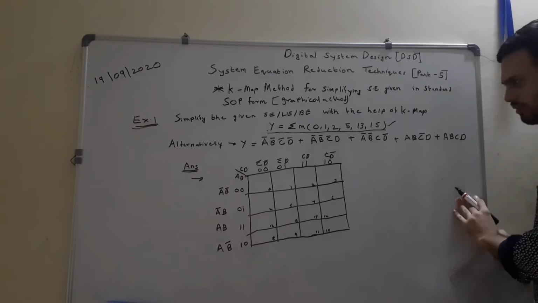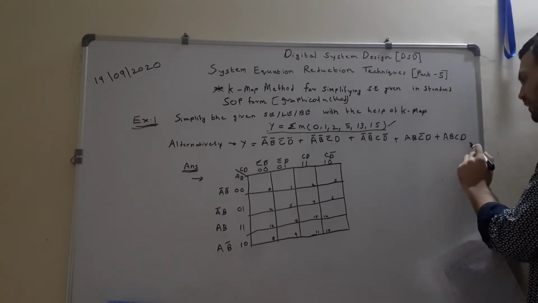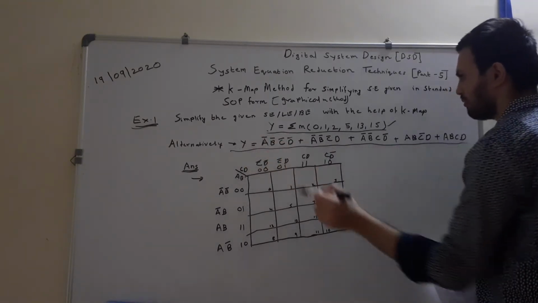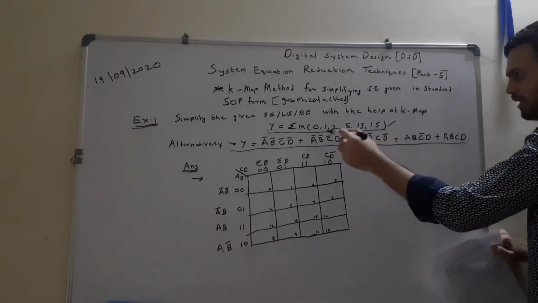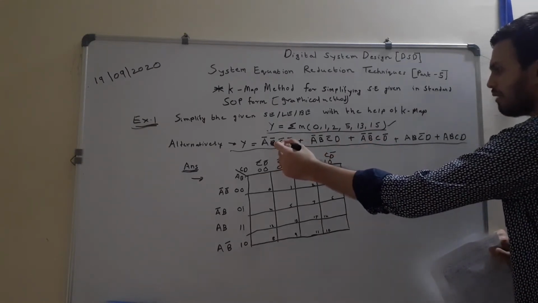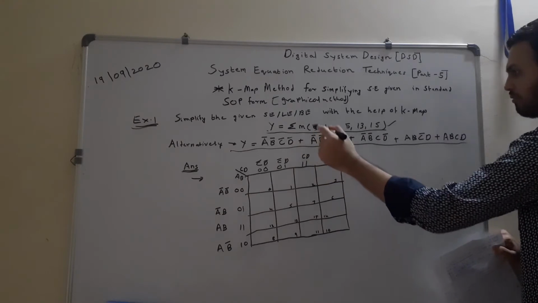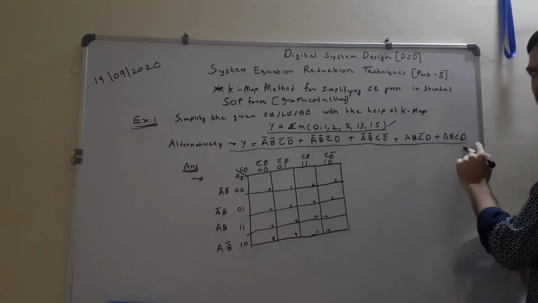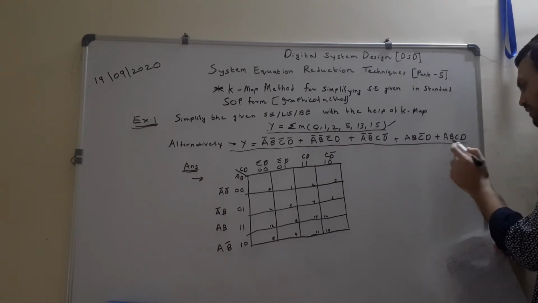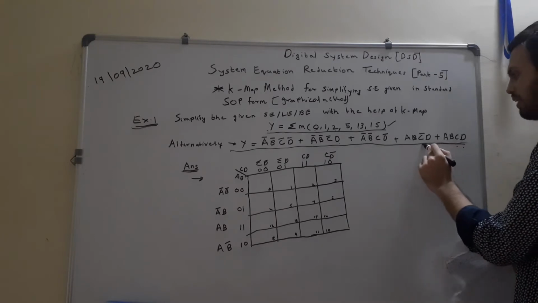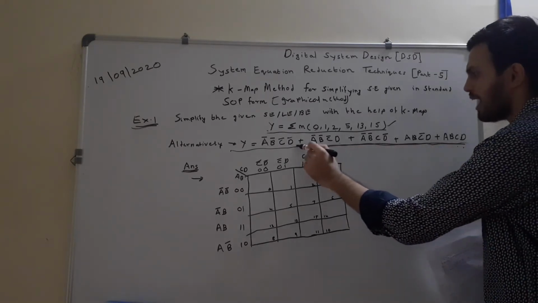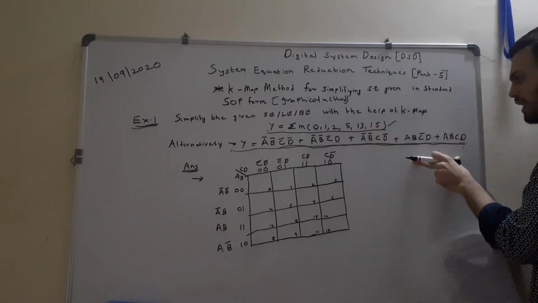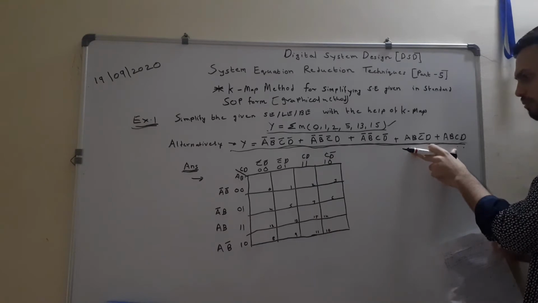Alternatively, the question can also be asked where they directly give you the equation in standard SOP form. The same question can be represented as: y is equal to a bar b bar c bar d bar, which represents min term 0, then a bar b bar c d bar, min term 2, min term 5 and so on. This is the alternative way of asking the question: simplify the equation given in standard SOP form. As you know, whenever the equation is in standard SOP form, each individual term is a min term. So they can ask you: this equation is in standard SOP, simplify it using K-map.